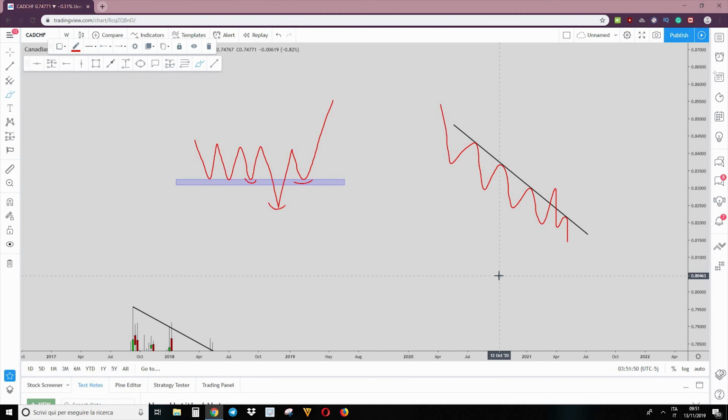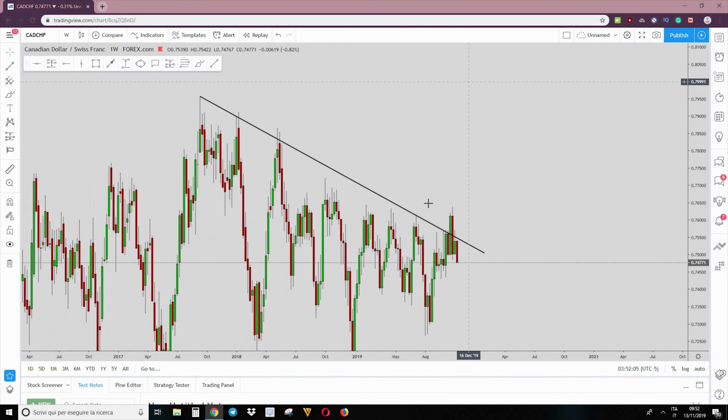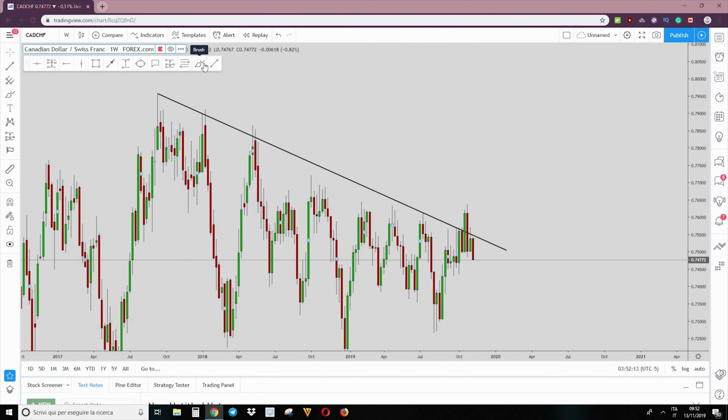I will now show you a live example, because we just used this concept to take a trade this week with the students. So I will now show you a live example so that the concept will be extremely clear for all of you. So here we have the weekly chart of CAD/CHF.